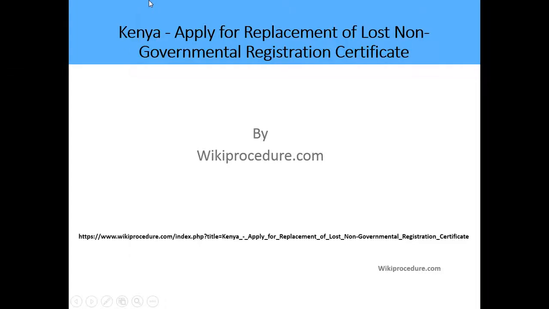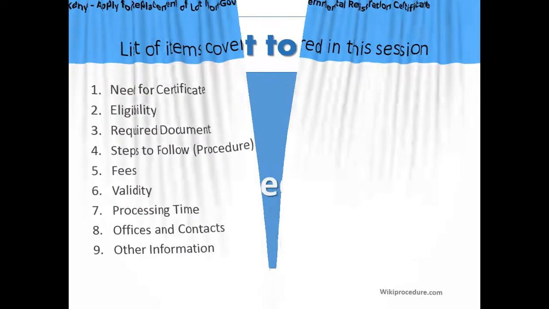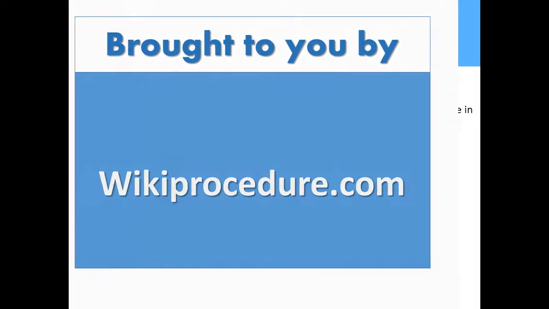The list of items which we're going to cover in this session include the need for the certificate, the eligibility criteria, the required documents, steps to follow in making the application, the fees, validity period, processing time, office location and contact information, and any other information that we may find relevant on how to apply for a replacement of a lost registration certificate. So welcome to our presentation today, which is brought to you by wikiprocedure.com.